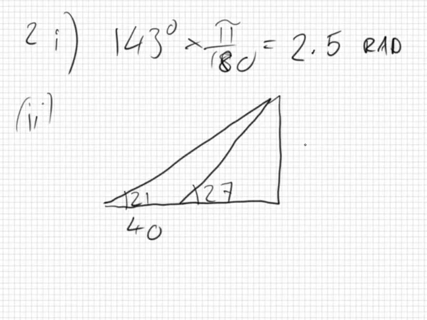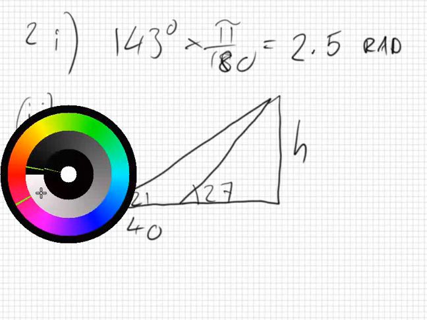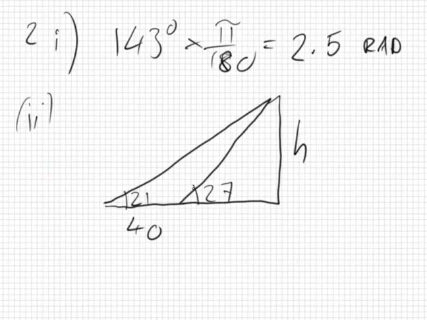Now we know that the angles here have to add up to 180. So that missing angle there is 180 minus 27. So that's 153. And then 180 minus 153 minus 21. So the angle up here is 6. This is 90. And again, they all have to add up to 180. So 180 minus 27 minus 90. So 63 is the upper angle here.